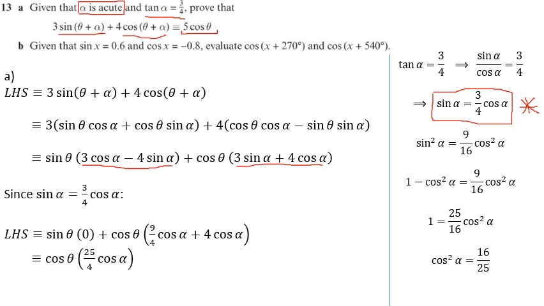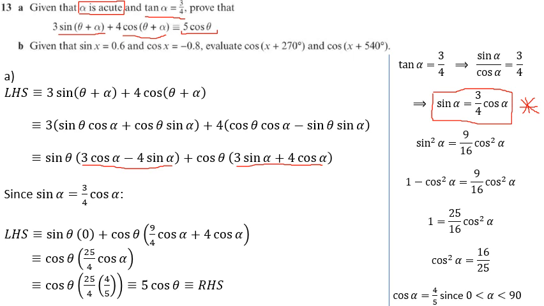But if alpha is acute, then cos alpha and sine alpha will both be positive. And that means when we get to cos squared equals 16/25, and you're saying, well, that means cos alpha is either plus or minus 4/5, we know cos alpha is positive 4/5 because alpha is acute. As soon as we got that, we can sub it in over here on the left. Cos alpha becomes positive 4/5, and therefore we get the 5 cos theta that we needed.